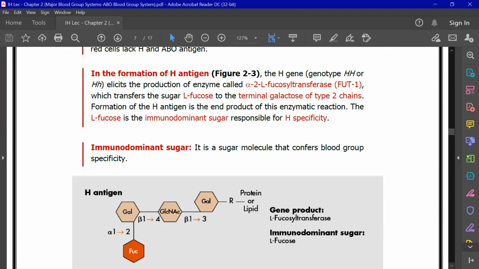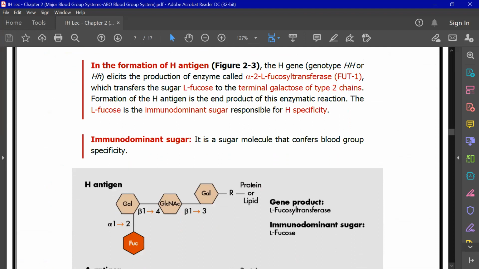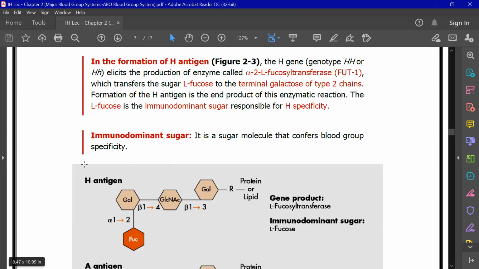Let's skip the definition and go to the formation of our H antigen. Please focus your attention here, class, on this figure. In the formation of your H antigen, we have the inheritance of your H gene. It should not be italicized, class, we are pertaining to a gene. The H gene is inherited as either a combination of both big letter H or big letter H and small letter h. The inheritance of your H gene elicits the production of your enzyme or protein called alpha-2-L-fucosyl transferase, or FUT-1.